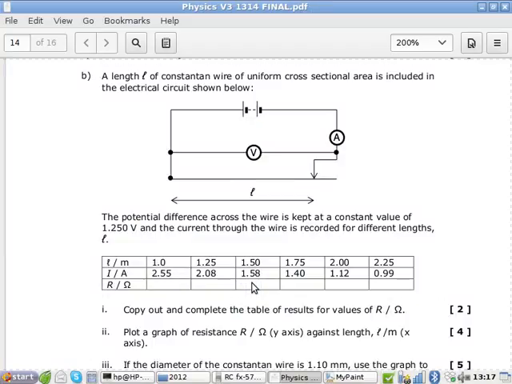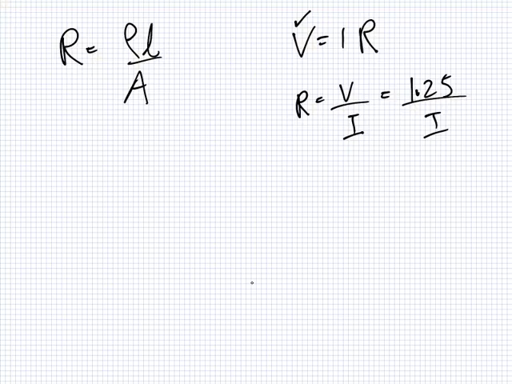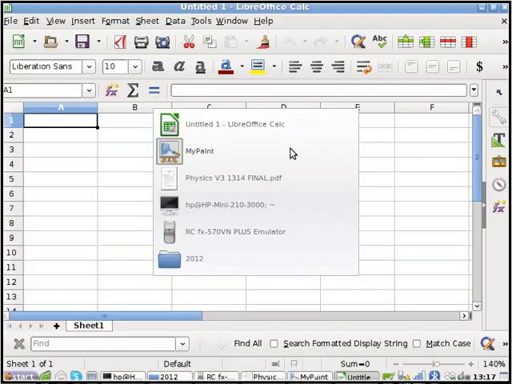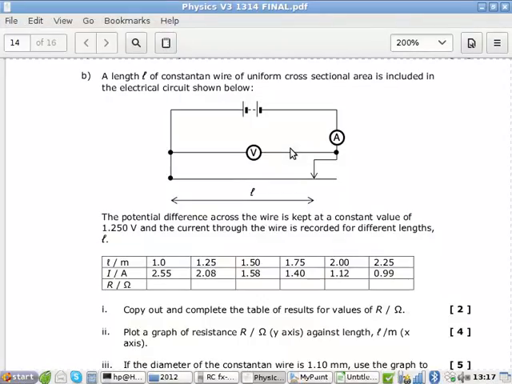I need to open up Excel to make the graph. It's only 2 marks actually, so it should be pretty easy. So we're using the formula here. R equals 1.25 over I. Can you just please write this table down, and we'll do this together. So if you just copy this table down, please.